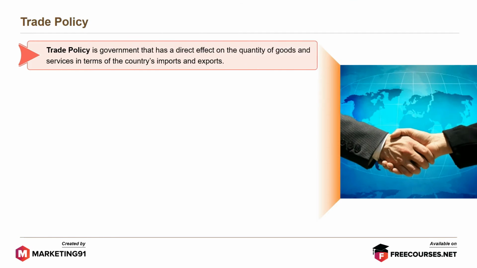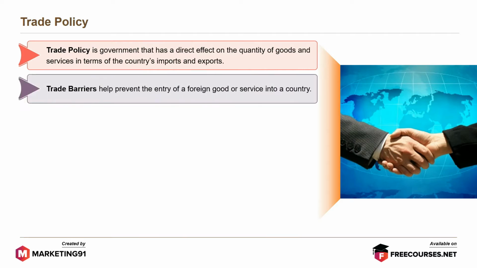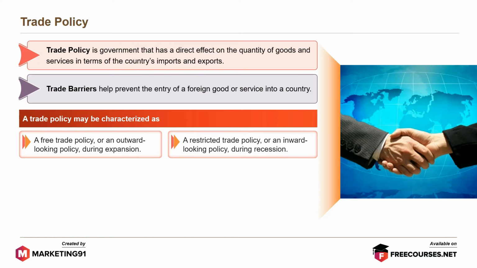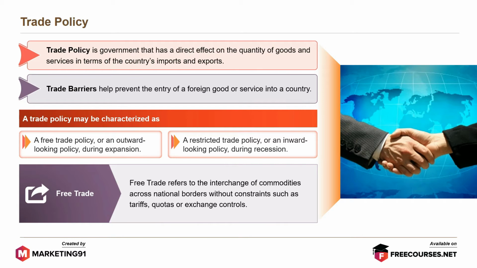Trade policy is government policy that has a direct effect on the quantity of goods and services, in terms of a country's imports and exports. Trade barriers help prevent the entry of a foreign good or service into a country. A trade policy may be characterized as a free trade policy or an outward-looking policy during expansion, a restricted trade policy or an inward-looking policy during recession. Free trade refers to the interchange of commodities across national borders without constraints such as tariffs, quotas, or exchange controls.